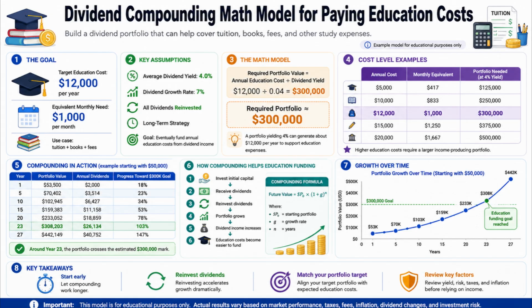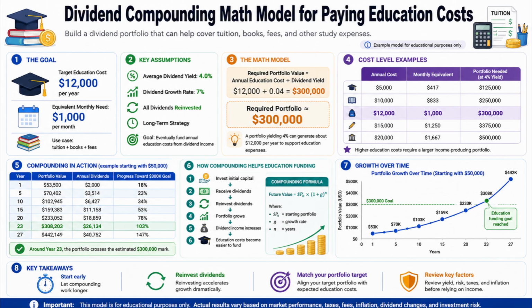First, the goal in this example is to fund $12,000 in education costs per year. That is equal to $1,000 per month. This monthly amount may represent tuition payments, books, student fees, or other regular study expenses. So, the main target is to create an income-producing portfolio that can eventually generate about $12,000 per year.